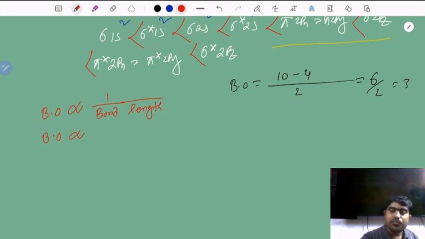So if the bond length is maximum, the bond strength will be minimum. Okay, so we can say that if the bond order is maximum, no doubt the bond length is minimum. That is, the bond strength is directly proportional. If the bond strength is maximum, it means more energy is needed to break the bond. That is, bond energy is also directly proportional to the bond order.